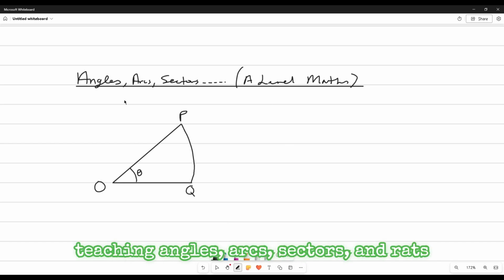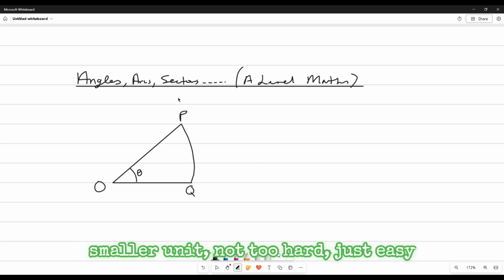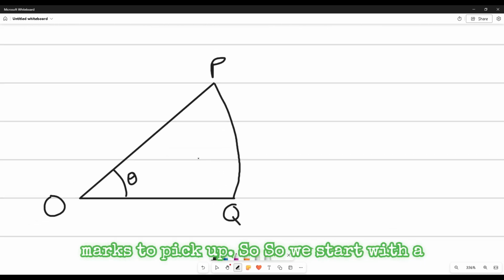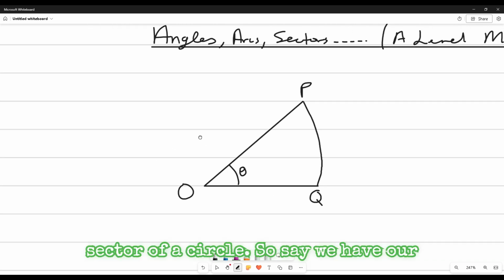Hey guys, so today I'm going to be teaching angles, arcs, sectors and radians for A-level maths. So this is a small unit, not too hard, just easy maths to pick up. So we start with a sector of a circle.